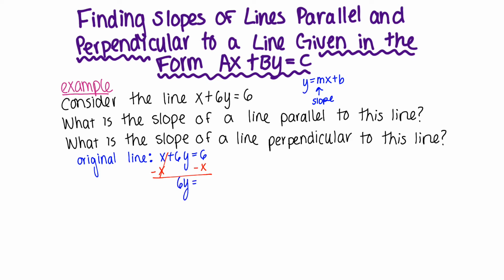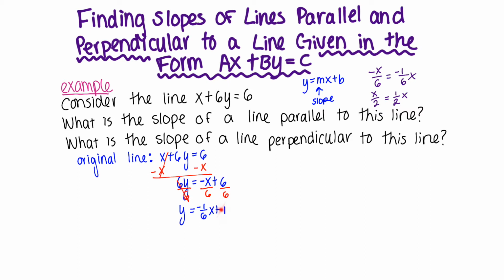6y is equal to, we can't combine 6 and x together, so I'm just going to write x plus 6. Then, to get y completely by itself, I'm dividing everything by 6. These 6's cancel. You have x over 6. This is the same thing as 1/6 x. So if you had something like x over 2, this is the same as 1/2 x. So I have y equals 1/6 x, and then plus 6 over 6 is 1.